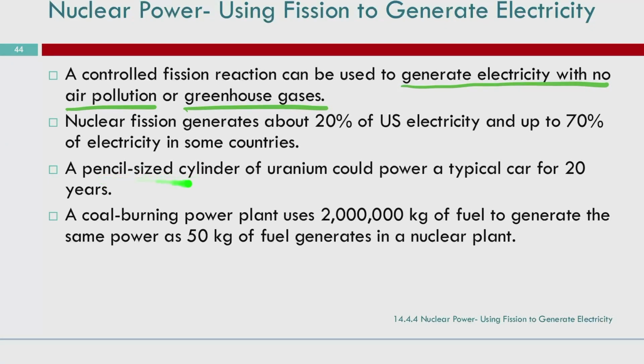It's also very energy dense. A pencil-sized cylinder of uranium could power a typical car for 20 years. This is the tech behind nuclear submarines.